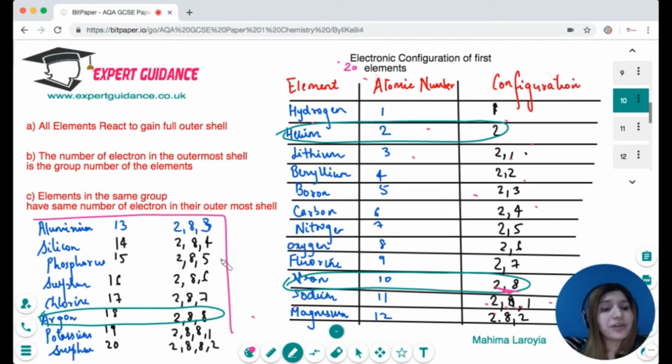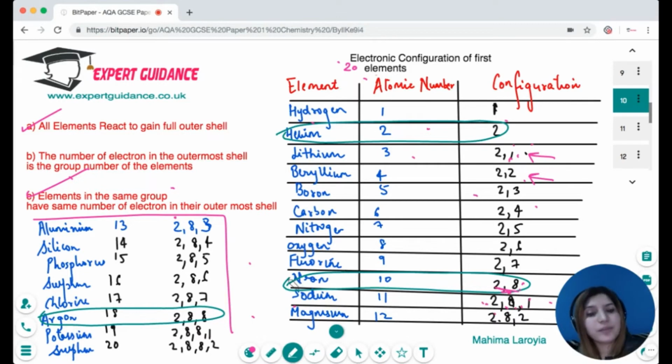Now, electronic configuration is very useful. Why? Because electronic configuration gives you the information whether the electrons are fully filled in a shell or not. If the electrons are not fully filled in each shell, the elements will react in order to gain a full outer shell. The number of electrons in the outermost shell gives us the group number of the element. So lithium belongs to group 1, beryllium belongs to group 2. Lithium and sodium both have 1 electron in their outermost shell. Therefore, they belong to the same group. Okay, so by looking at the electronic configuration, you can get that much information about any element.